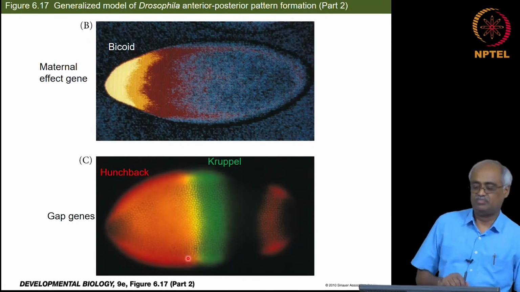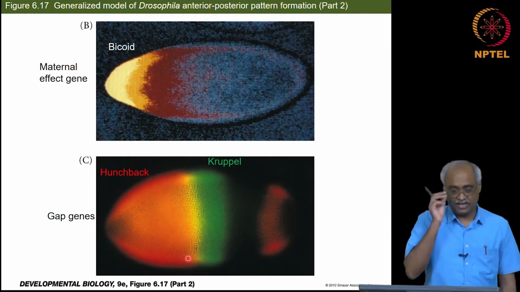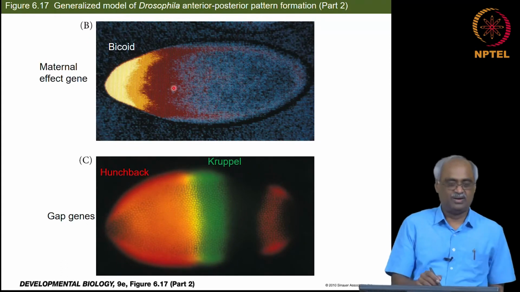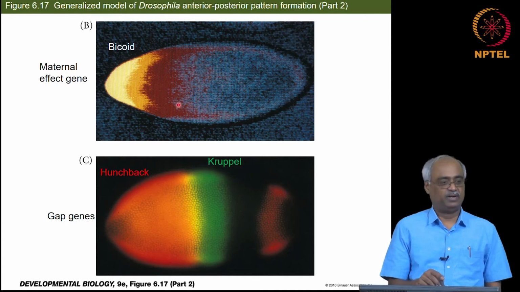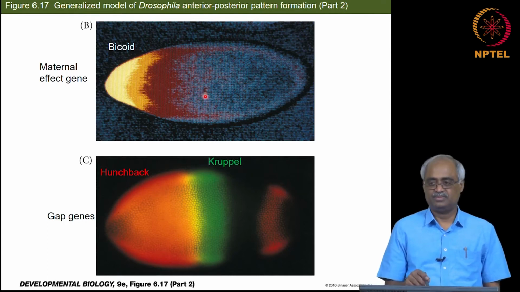Alright, so start with maternal. So, maternal we are kind of already familiar, bicoid that got to the anterior in the oocyte itself, remember, and now that gets translated and forms product, okay.